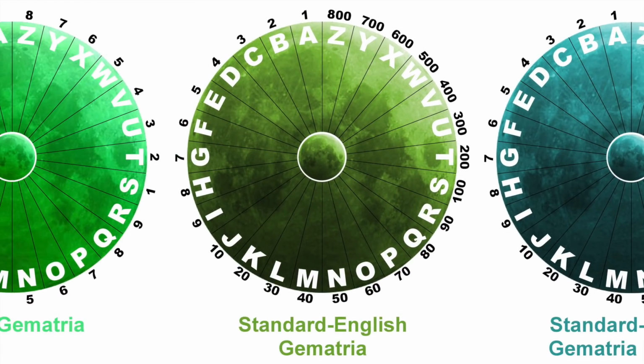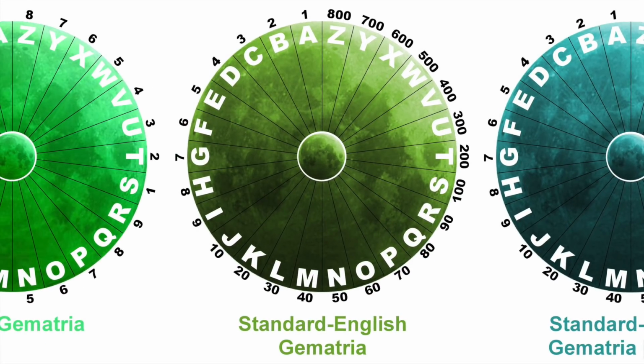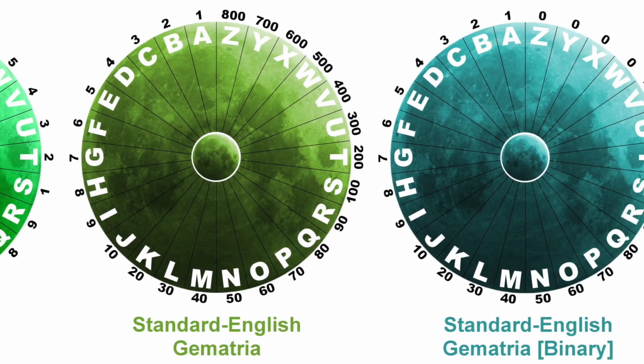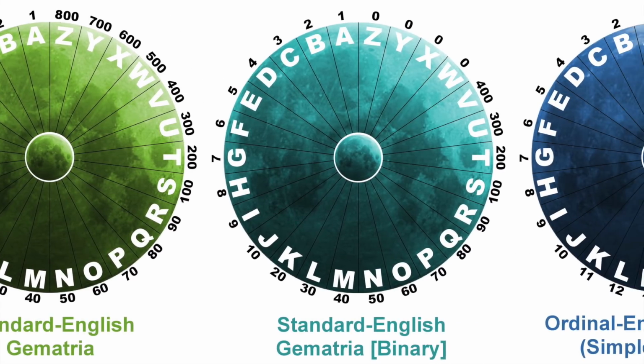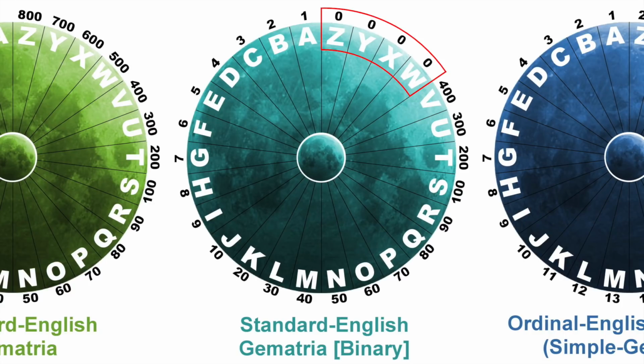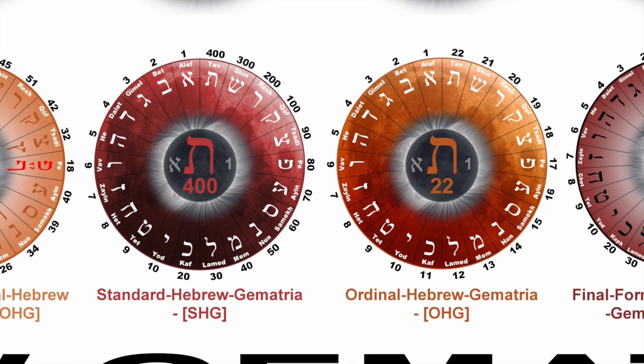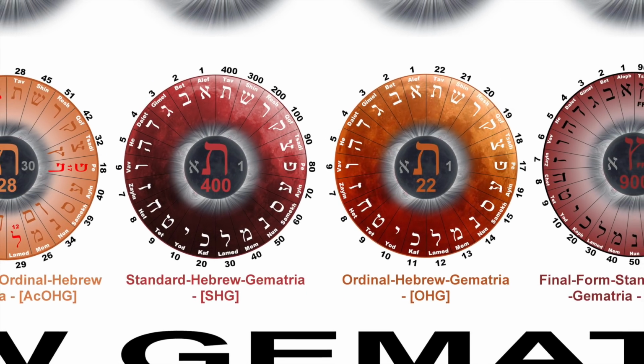Whilst Standard English Gematria is still fresh in our minds, let us talk about a minor variant of that version of Gematria known as Standard English Gematria Binary, since the last 4 letters, W, X, Y, and Z, have a value of 0. They have a value of 0 since traditionally there are no Hebrew letters beyond the 22nd place.